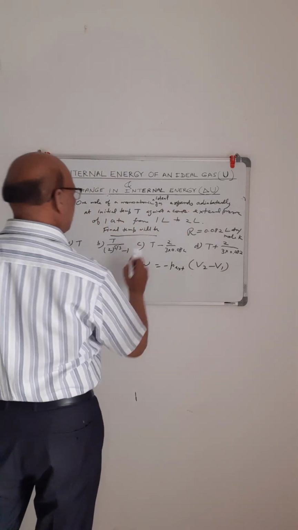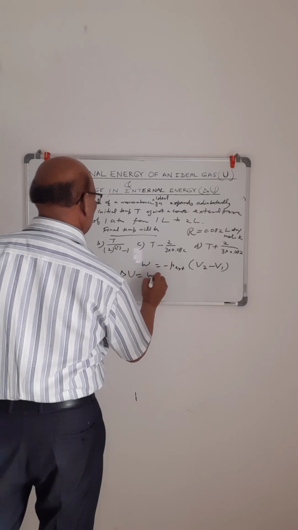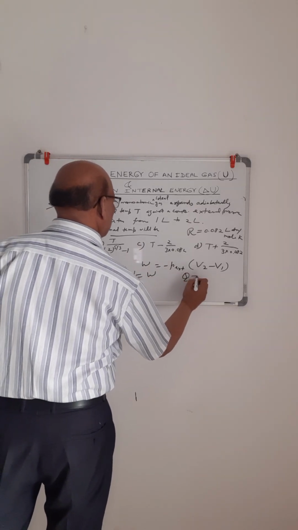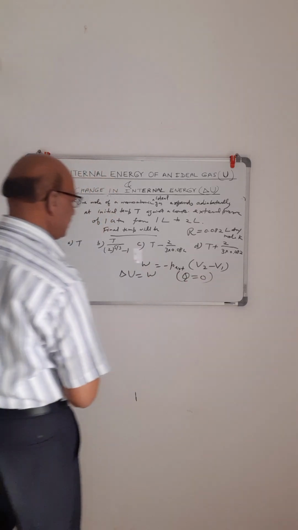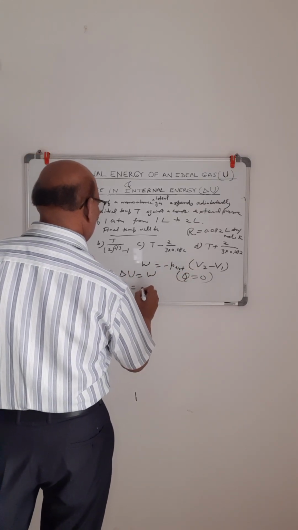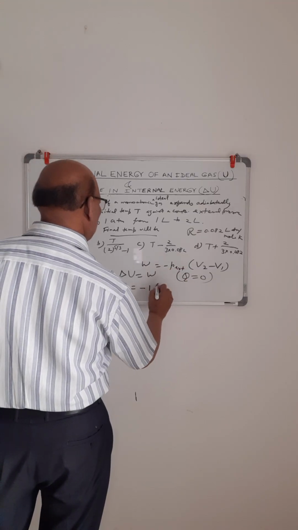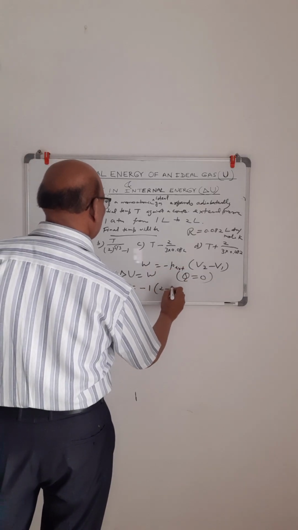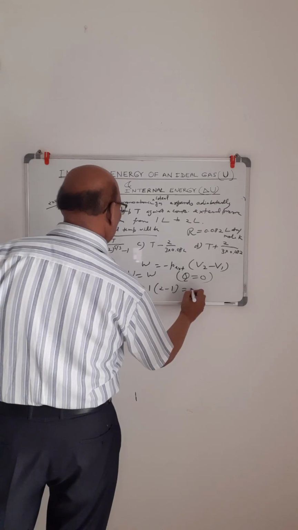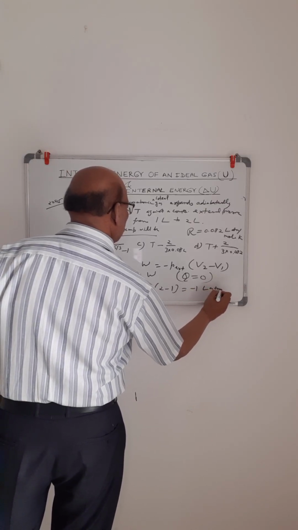Because this is an adiabatic process, we can say that delta U equal to W, because for adiabatic Q is 0, there is no heat exchange. So delta U will be also equal to this. So I will put the value delta U equal to minus of P external, that is 1 atmosphere, into V2 minus V1, that is 2 minus 1, that is equal to minus 1. This will be liter atmosphere.